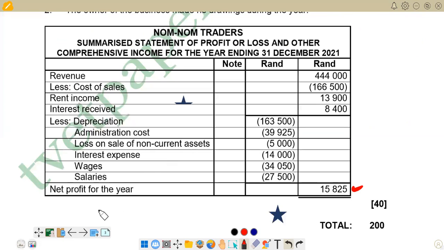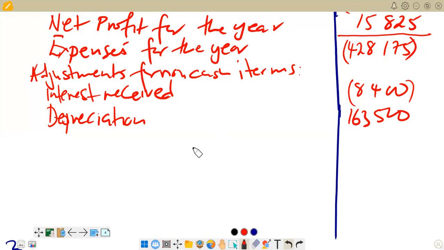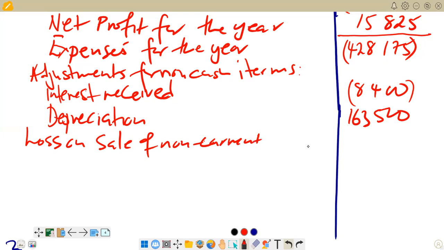Another hint that you can use there is that when it's in brackets, it means for that calculation on 6.2, we are going to show it as a what? As a positive. So this one we are going to show it as a positive, loss on sale of non-current assets. So here we have loss on sale of non-current asset. Right, we have got an amount of 5,000.